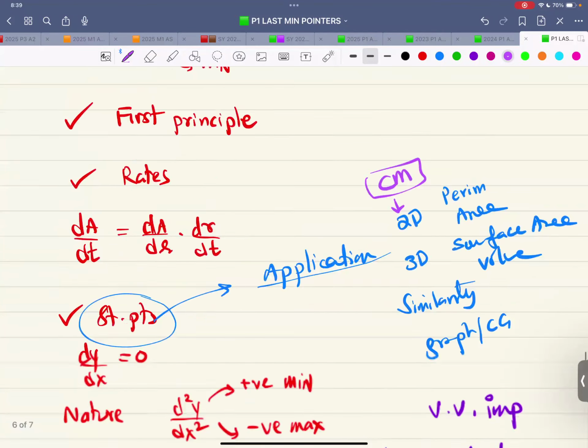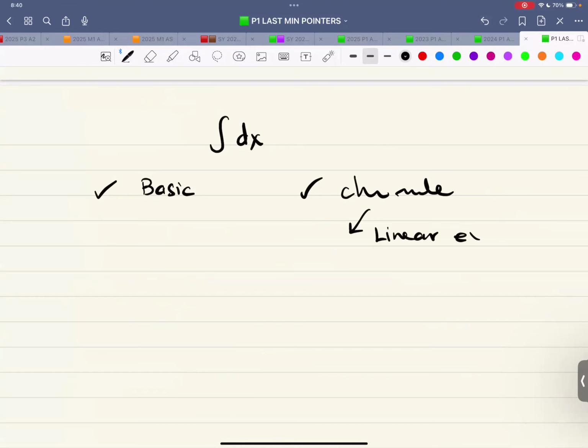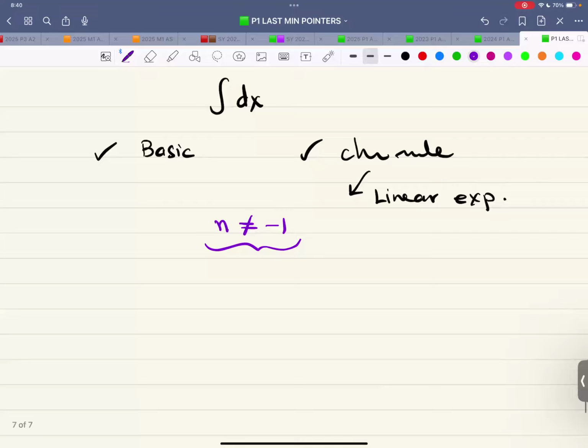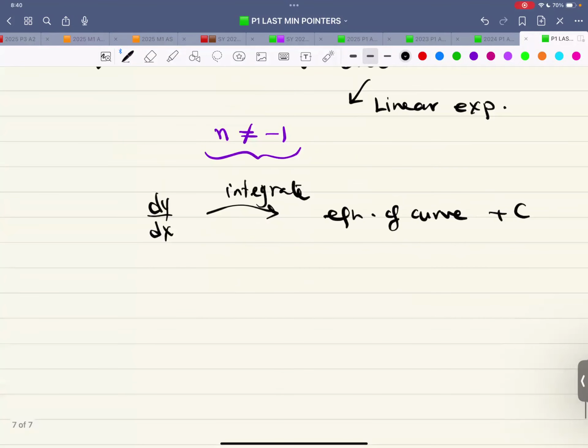So that is differentiation. And now if I talk about integration, again the basics of integration, again the chain rule, and the chain rule is only valid for a linear expression. For anything else, you have to expand it. What is common between these two? All the powers are good, but n is equal to -1. That's not possible. Then we know that dy by dx, when we integrate it, we get the equation of the curve plus a constant of integration.